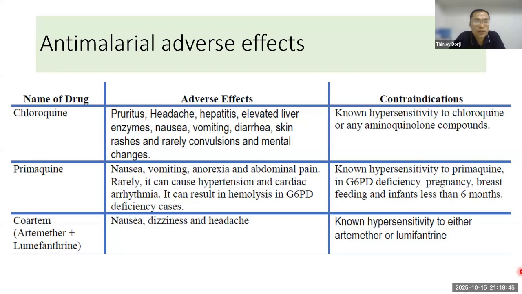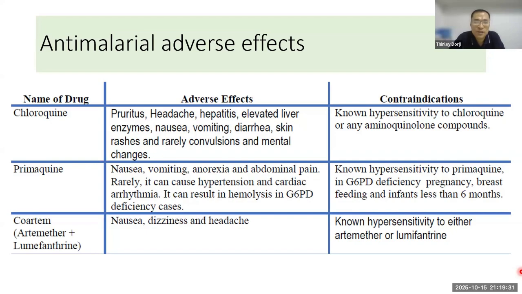First one is chloroquine. The adverse effects include pruritus, headache, some hepatitis, nausea, vomiting, skin rash, and rarely seizures. If there's known hypersensitivity to chloroquine or any aminoquinoline compounds, please do not give chloroquine. The adverse effects of primaquine are usually abdominal pain, rarely hypertension, some arrhythmia, and most important one is hemolysis in patients with G6PD deficiency. The common side effects of coartem are nausea, dizziness, and headache.